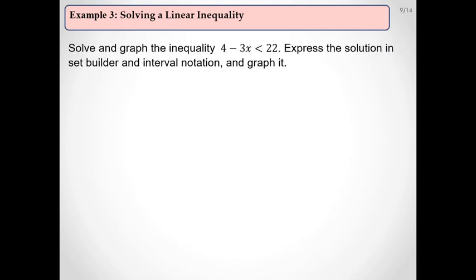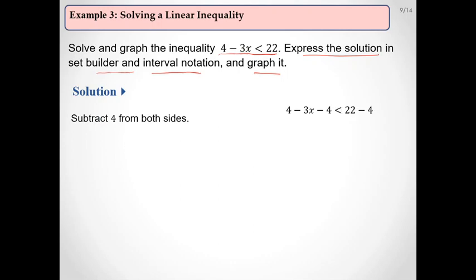Now let's keep them in mind and let's solve this problem. Solve and graph the inequality 4 minus 3x less than 22, and express the solution in set builder and interval notation and graph it. Okay, first let's write the inequality here.